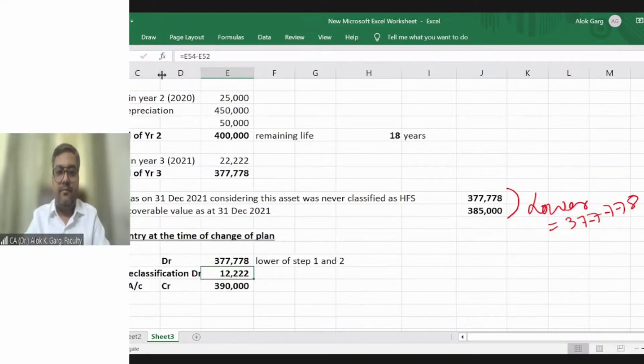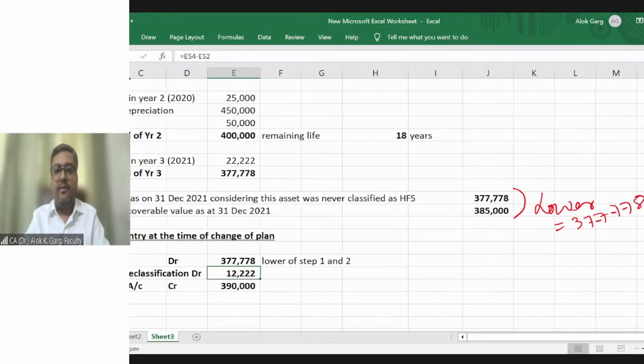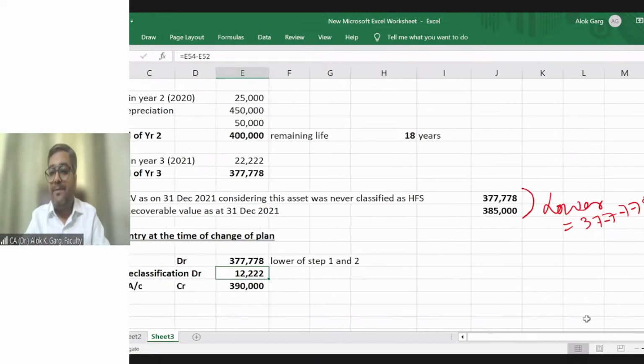Right? Clear? I hope now it has become absolutely clear to all of you. Yes? So with this standard you are able to revise or recap the concepts of Ind AS 16 and Ind AS 36 as well.